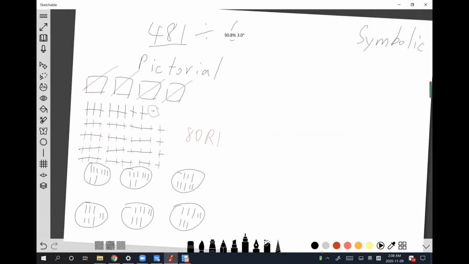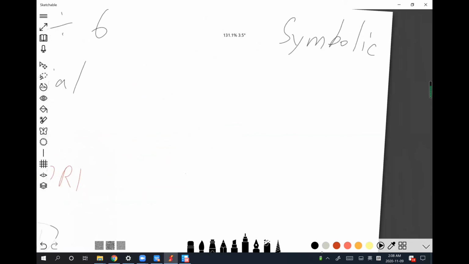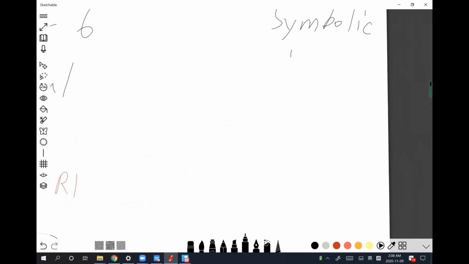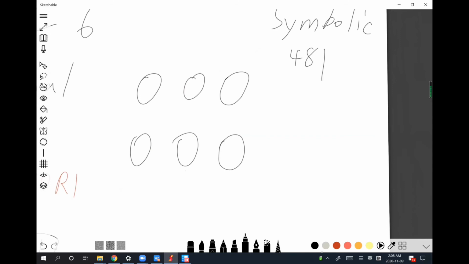Now I'm going to try to solve this symbolically. So 481. Now I'm going to still use 6 circles. I'm going to distribute 481 into 6 groups. So each group I'm going to give 30 first. So 6 times 30 equals 180. And I have 301 left.